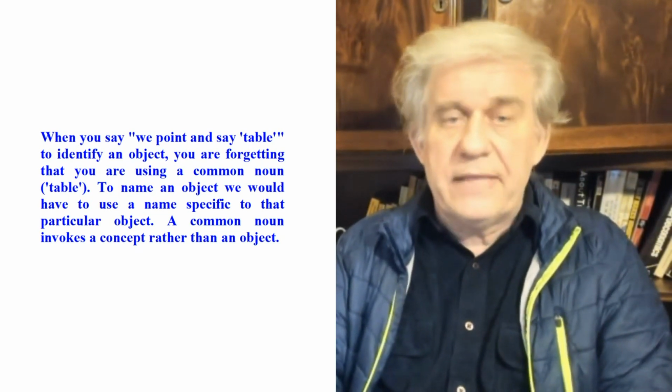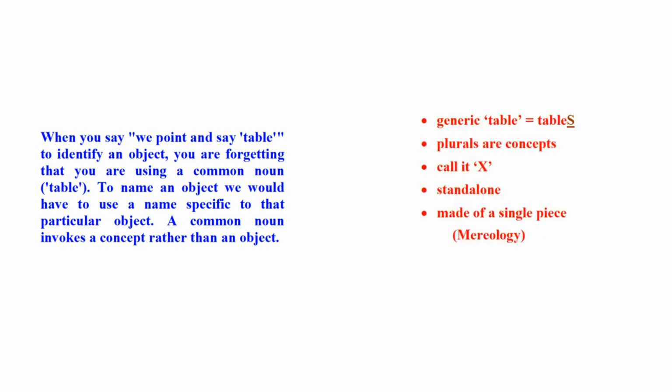Here's my side of that story. It says generic, the word table. When he says it's a common noun, he's referring to tables with an S, plural. He's thinking of the concept tables. Plural is a concept. Any mass noun, any noun that refers to many things like people, children, and so on, those are all concepts. Those are not physical objects.